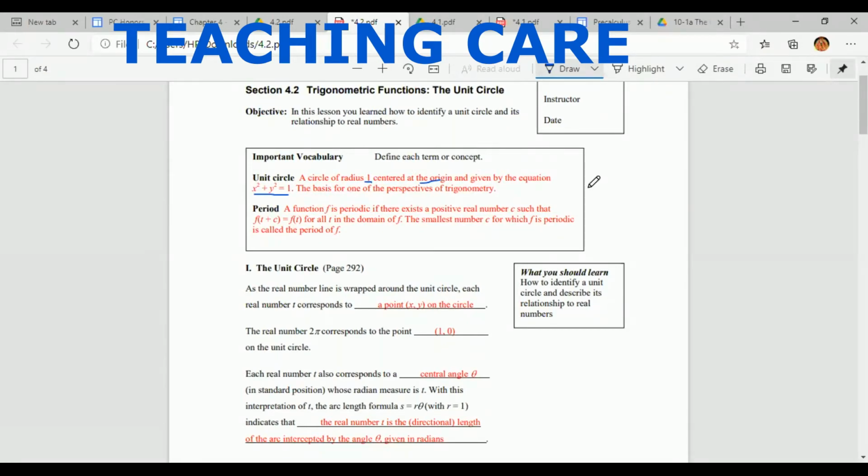Next, coming to the important definition which we will be using here is a period. What is a period? A function f is periodic if there exists a positive real number c, in whatever interval they have given, such that f of t plus c equals f of t for all t in that particular domain. The smallest number c for which f is periodic is called the period of f.